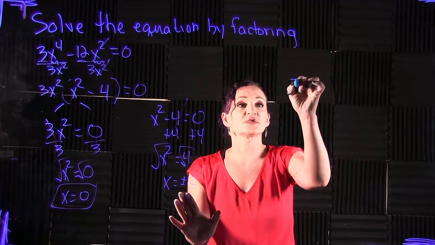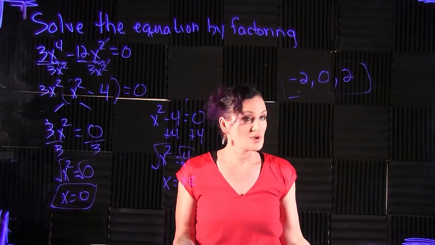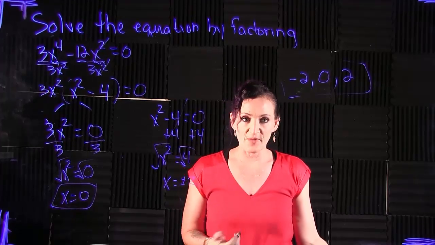So our three solutions are a negative 2, a 0, and a positive 2, typically listed in order from smallest to biggest.